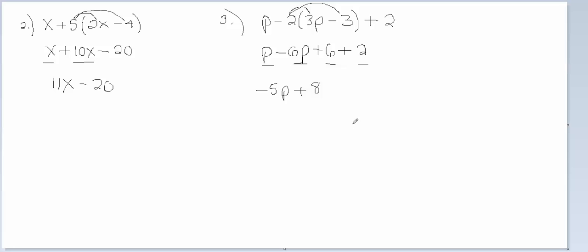Some of the problems then take in the idea of perimeter, so you'll have a shape and you'll have to add like terms for your shapes and different things like that. All right, so this is kind of going over combining like terms and distributive property.